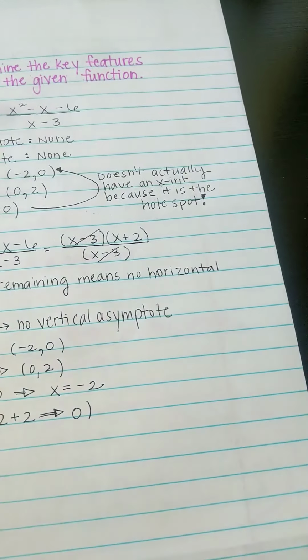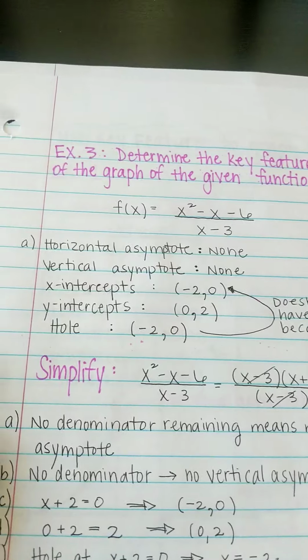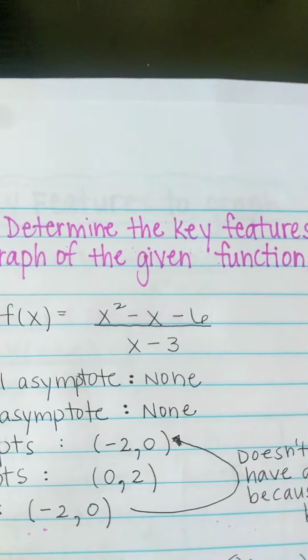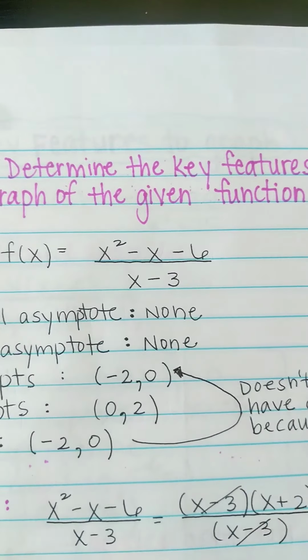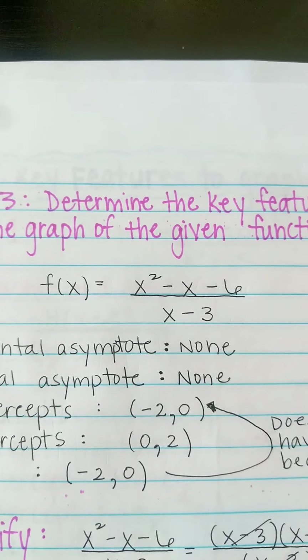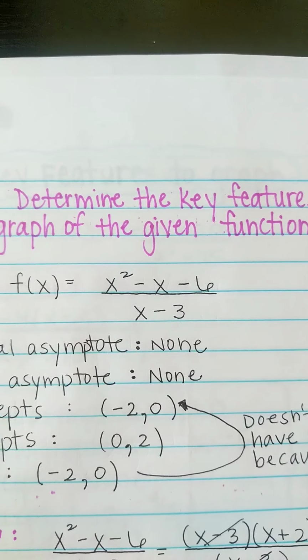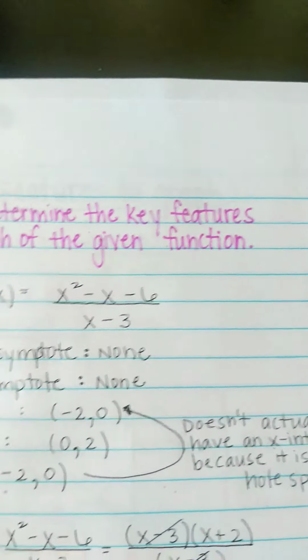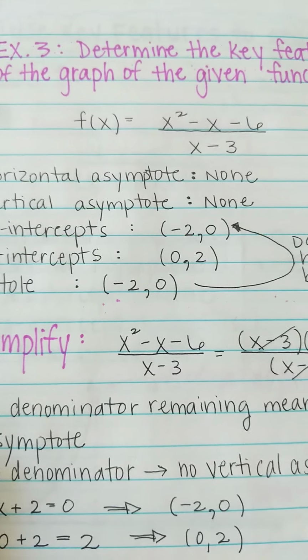All right, last example of key features, and then we're going to talk about graphing. So if this is our equation now, we have x squared minus x minus 6 over the quantity x minus 3. Okay, I'm going to do this just like before. Remember, the very first thing I do is I simplify.